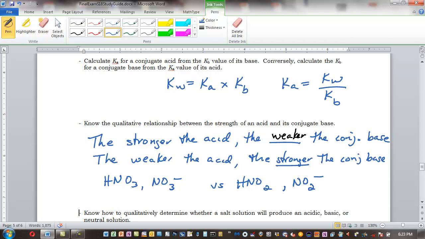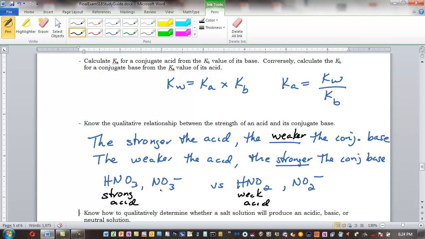NO2 minus. Okay, so HNO3 is a strong acid, versus HNO2 is a weak acid. So you can see why it's good to know your 6 strong acids. So HNO3 is one of those. HNO2 is not, so that is a weak acid. And so if it's a conjugate base of a strong acid, that's an incredibly weak base.